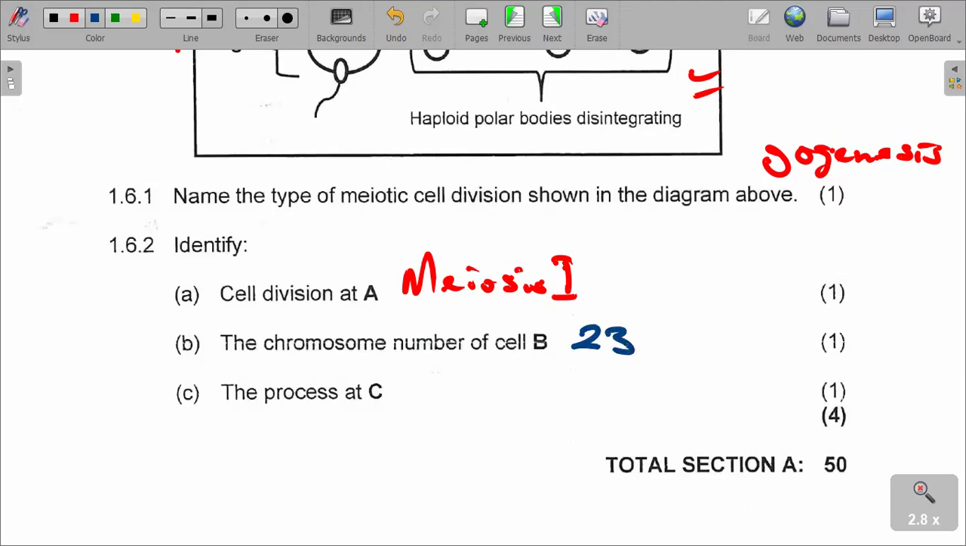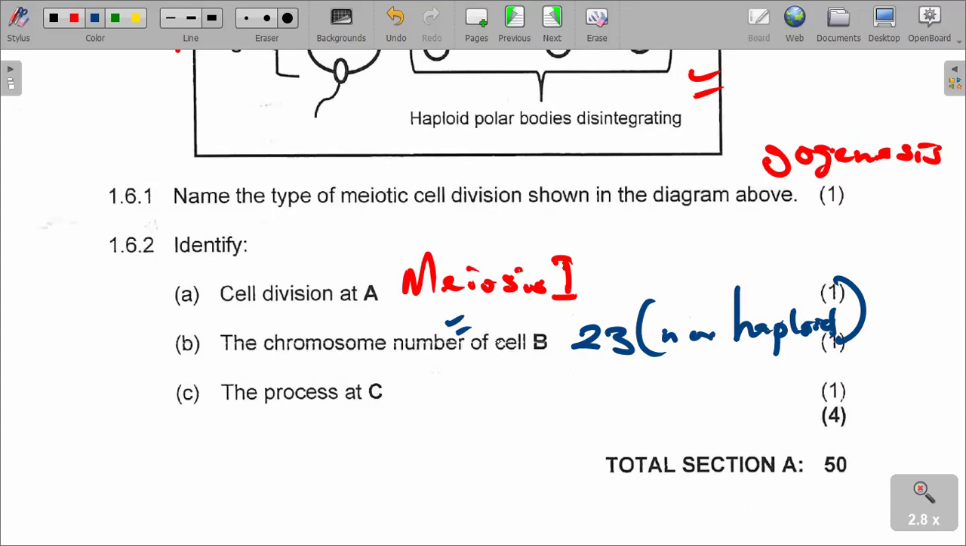It is 23. I said that it is n, or that you can also say it is haploid, but the question does not want you to say this. It says the number, so the number is 23. That's what you need to understand there.